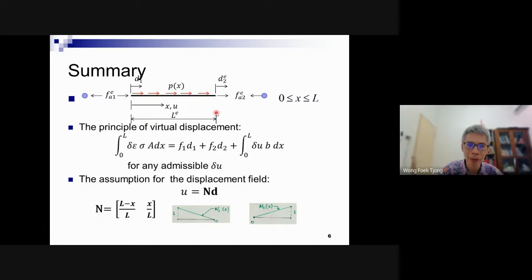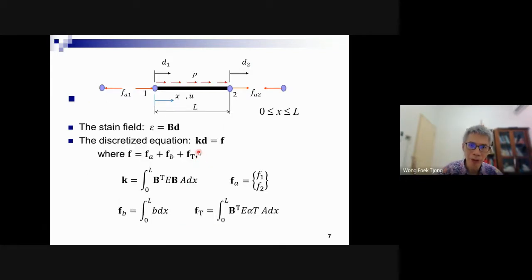And then we apply the principle of displacement for this element only, not the whole structure. Again, for this element only. And then we assume the displacement using these shape functions, okay? The graphs of these functions are typically like this, with the Kronecker delta and partition of unity that we talked about. And then we have strain, and then we have the discretized equations. KD equal F. What is F? F actually consists of 3.